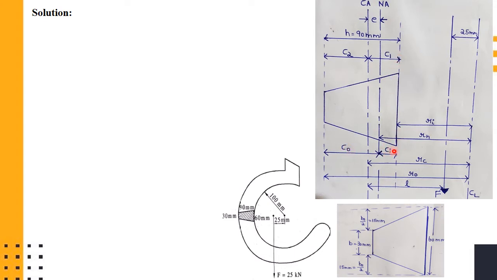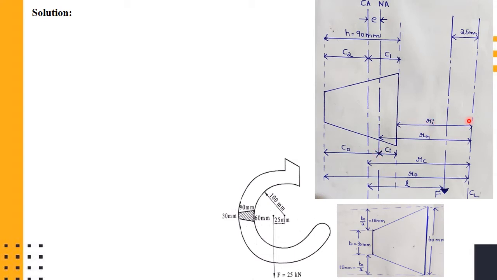There is another parameter, that is Ci and C0. Ci is the distance of the inner surface to the neutral axis, and C0 is the distance from the outer surface to the neutral axis. That is Ci and C0.